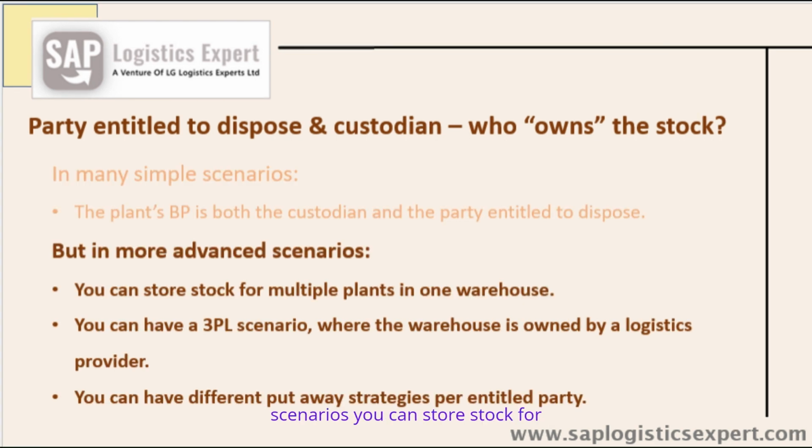But in more advanced scenarios, you can store stock for multiple plants in one warehouse. You can have a 3PL scenario where the warehouse is owned by a logistics provider. If you don't model party entitled to dispose and custodian correctly, your stock ownership will be wrong, even if your technical connection is perfect.